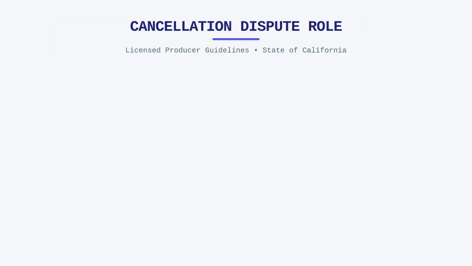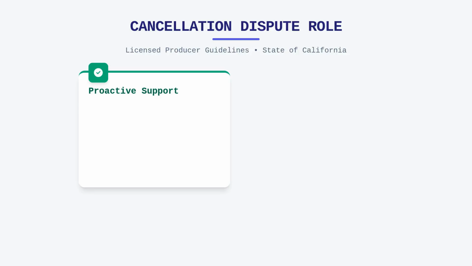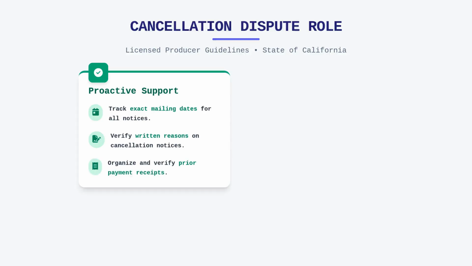As a licensed producer in the state of California, your administrative role in facilitating a cancellation dispute requires a careful balance of proactive client support and strict regulatory compliance. You can assist your clients immensely by helping them compile their critical documentation, which includes tracking the exact dates of mailing, verifying the written reasons provided on the cancellation notice, and organizing prior payment receipts.